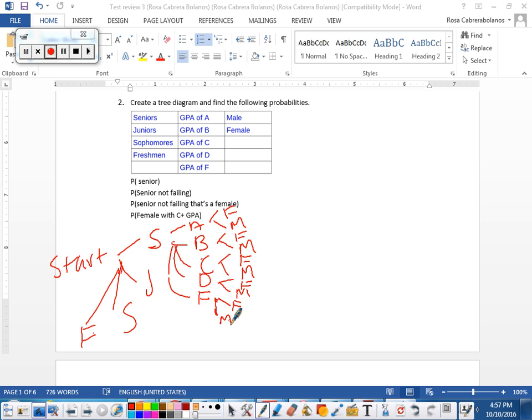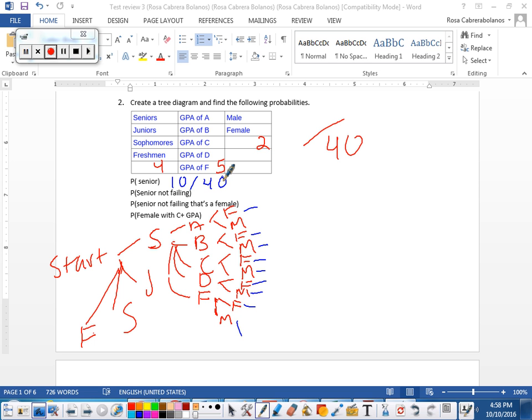Now it's asking for the probability of seniors, and before that I need to find the total. In order to find the total, there were 4 categories here, and then 5 of them here, and 2 of them here. 4 times 5 times 2 gives us 40, so that should be your total for all of these. And we're looking for the probability of being a senior. There are 1, 2, 3, 4, 5, 6, 7, 8, 9, 10 seniors. So for the first one, it's 10 out of 40.